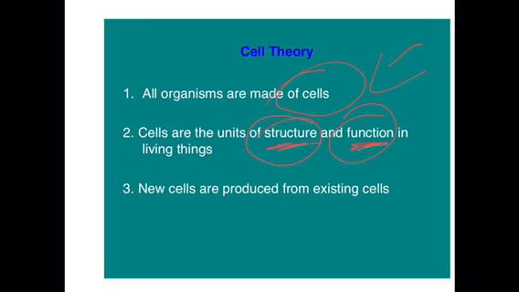And then the last one, new cells are produced from existing cells. That one's pretty obvious as well. Cells are living things, which means they also reproduce. They produce new cells. So cells come from other cells. And how they divide, how they create new cells, that would be stuff we'll be talking about in a future unit. But cells have to come from cells.